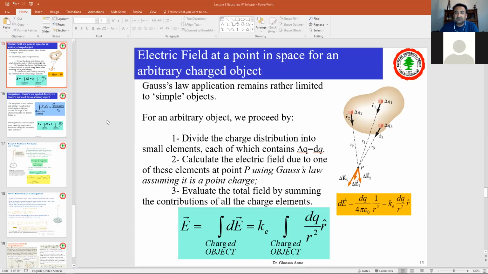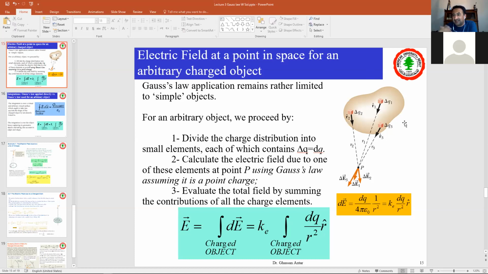And so, here's what we do. This is an arbitrary object that you see here, and it is charged with charge Q. And the question is, determine the electric field at some point P away from this object. So the trick is assuming that this object is the sum of tiny objects, and each tiny object is a point source. So I have delta Q1, delta Q2, delta Q3. Each delta Q is a point source.